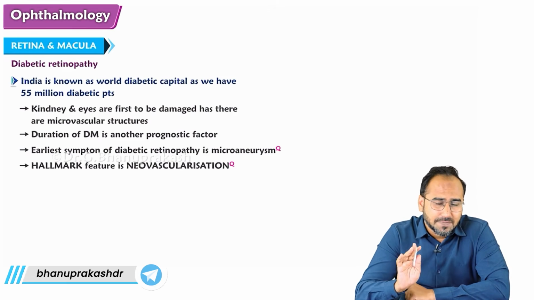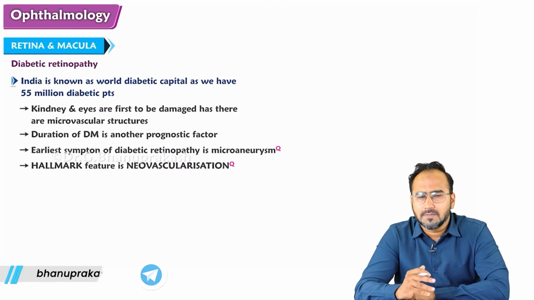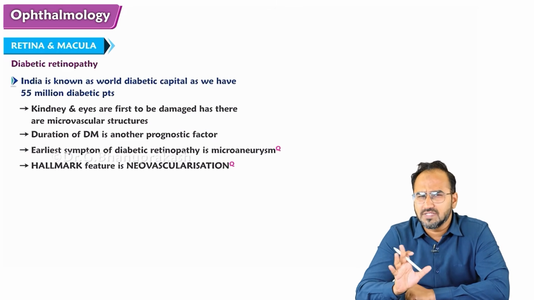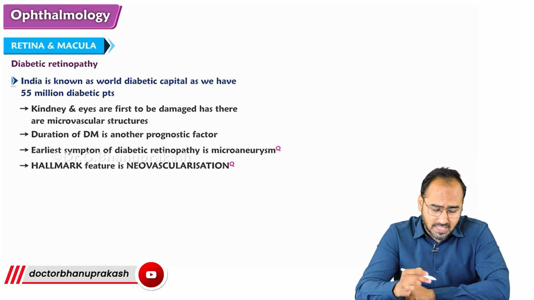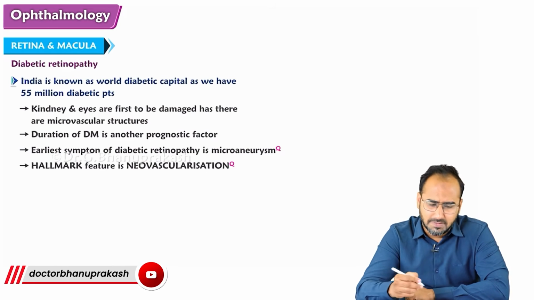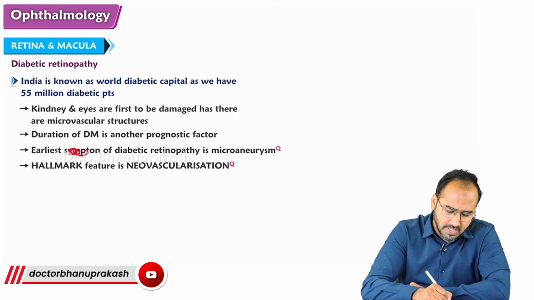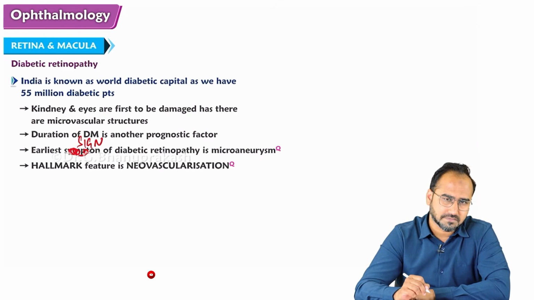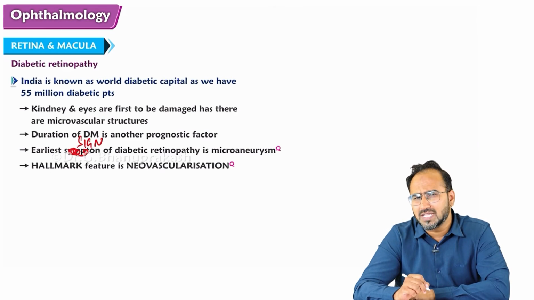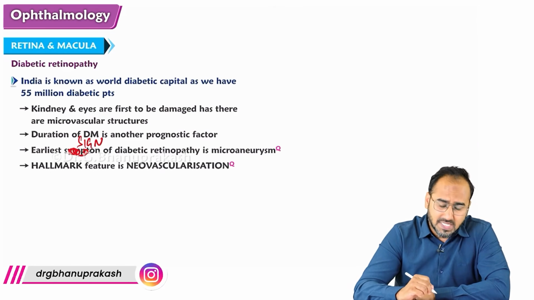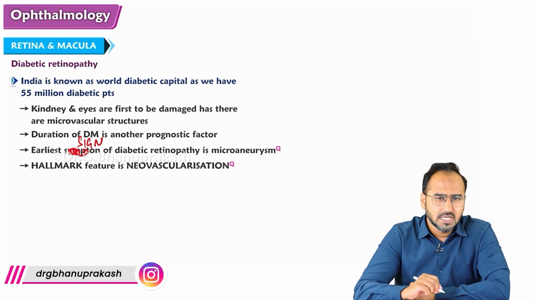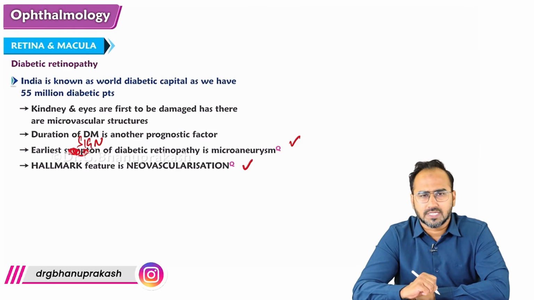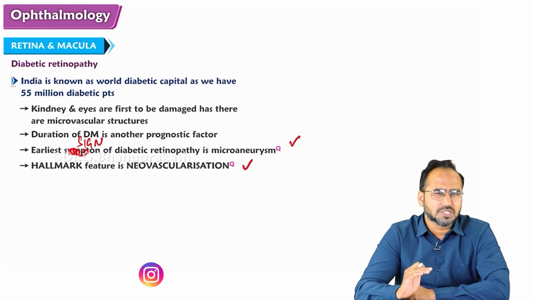Now guys, there are two types of diabetic retinopathy. Before going towards them, we'll remember the earliest and the hallmark feature. The earliest sign of diabetic retinopathy, it's not a symptom, the earliest sign, is microaneurysm. Dilatation of the small blood vessel is called microaneurysm. But the hallmark feature is neovascularization. So the earliest feature is microaneurysm, the hallmark feature is neovascularization. You just remember these 2 points.